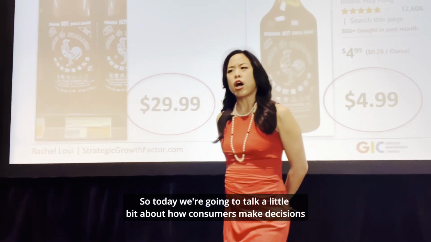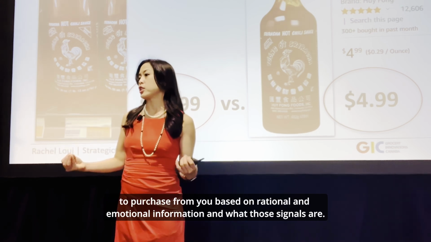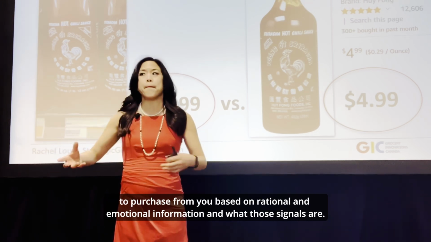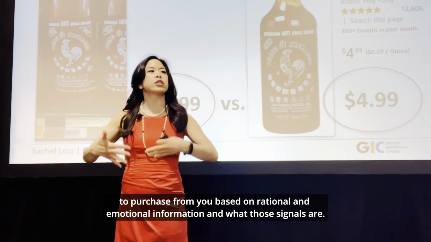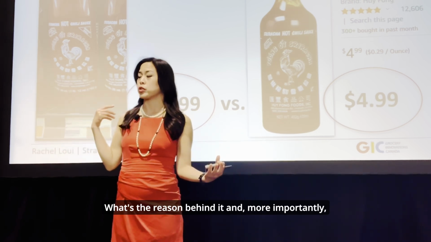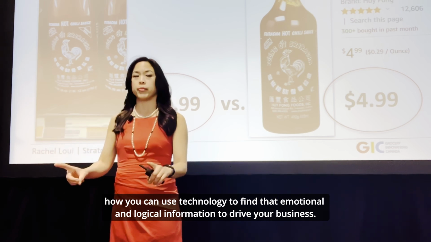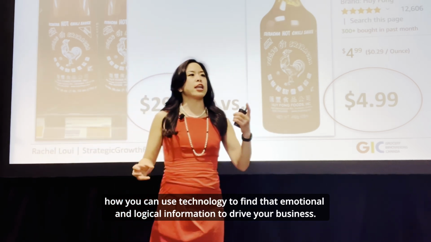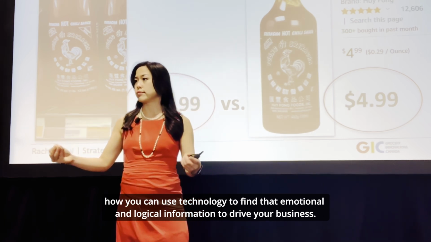So today we're going to talk a little bit about how consumers make decisions to purchase from you based on rational and emotional information, and what those signals are, what's the neurochemistry behind it, and more importantly, how you can use technology to find that emotional and logical information to drive your business.